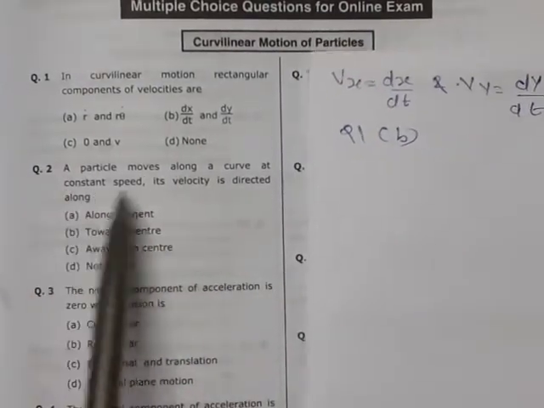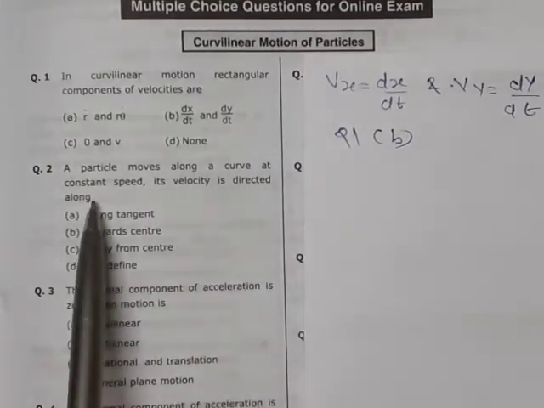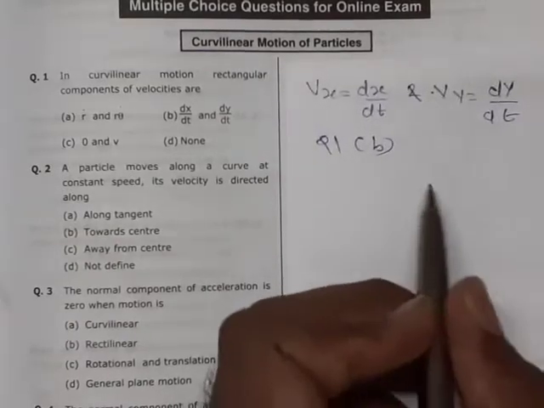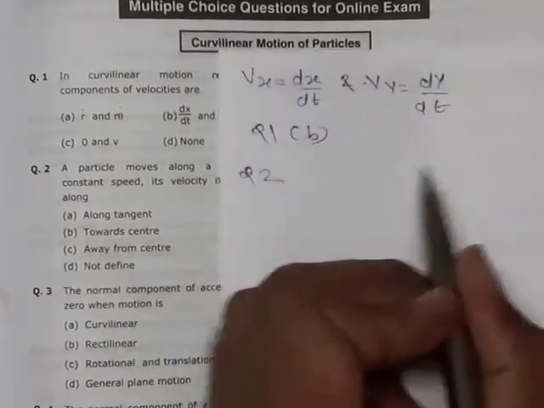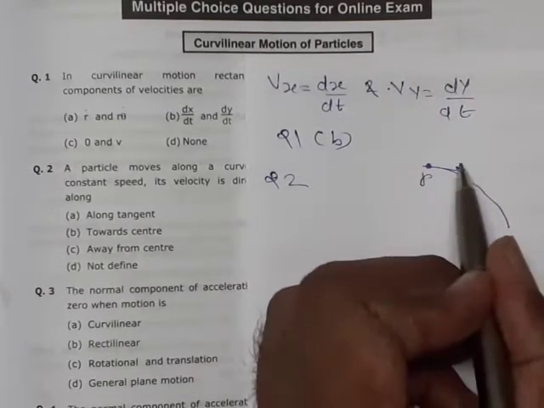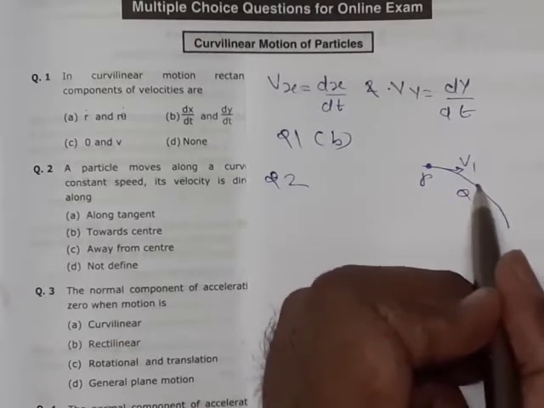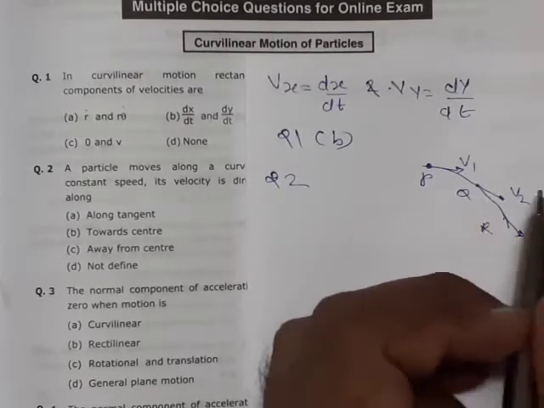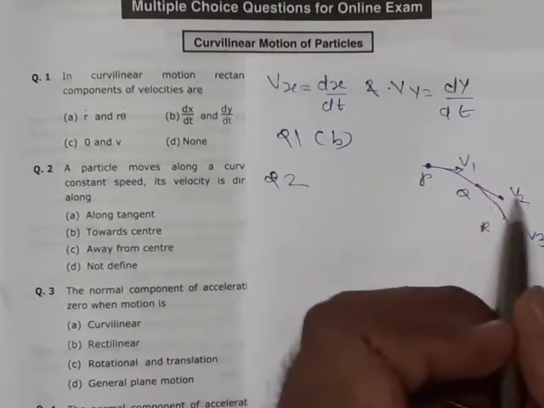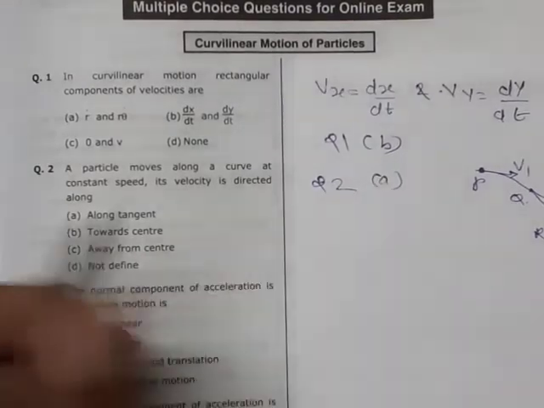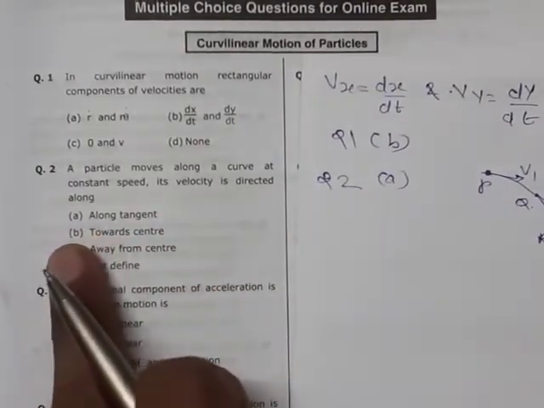The second question is: a particle moving along a curve at a constant speed, its velocity is directed along. So here we are talking about a particle moving along a curved path. Whenever we draw the velocity at point P, the velocity direction will be V1. At point Q, the velocity direction will be V2. At point R, the velocity direction will be V3. These V1, V2, V3 are directed along the tangent at points P, Q, R. So for question 2, the correct option is option A. That is, when a particle is moving along a curve, its velocity is directed along the tangent.